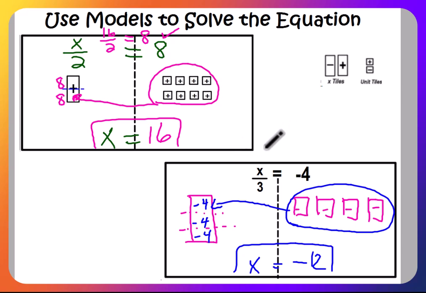Check your answer. Substitute negative 12 for x. Negative 12 divided by 3 should equal a negative 4. Well, a negative divided by a positive is a negative, and 12 divided by 3 is 4. So negative 4 is correct. We solved it correctly.